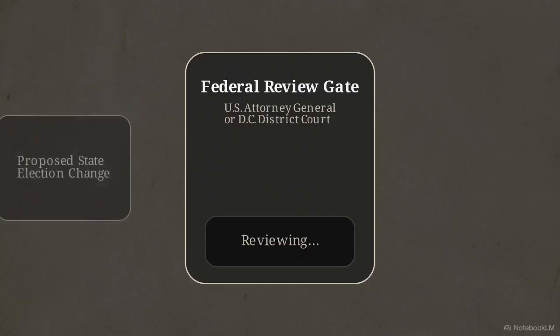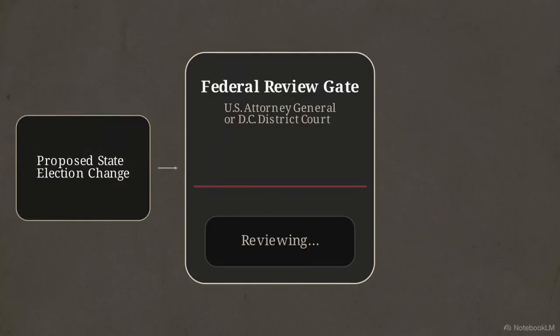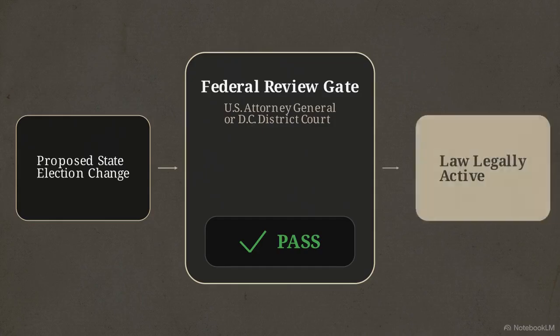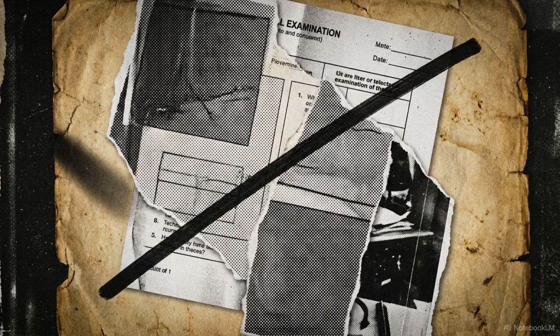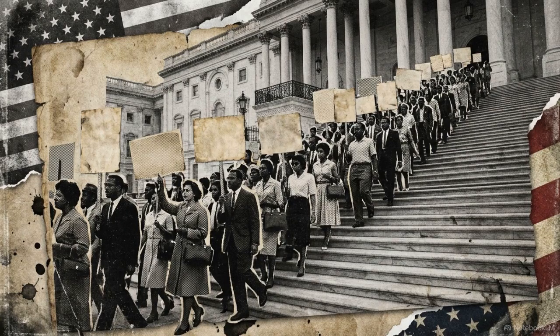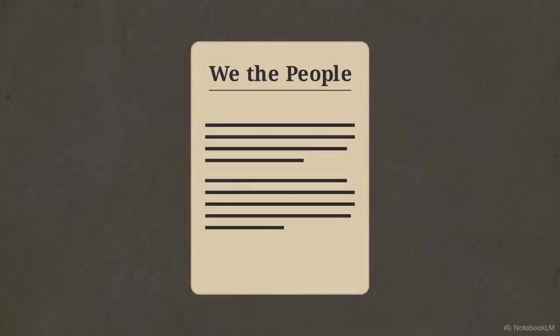It required states with a history of discrimination to get federal approval before changing their election laws, finally striking down literacy tests and mandating state compliance. The idealized answers you memorize for the civics test only became a reality on the ground because citizens forced the federal government to step in and override state-level discrimination. This brings us to the baseline vulnerability of the American electoral system.